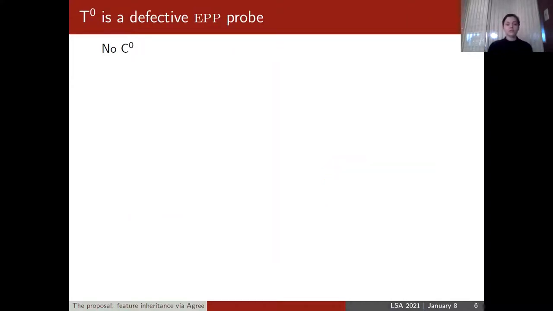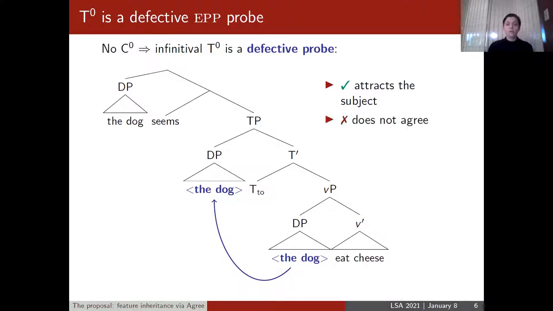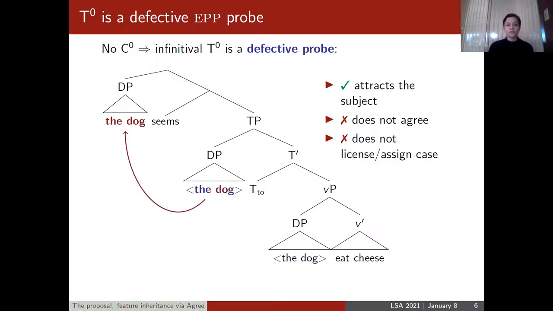Now, crucially, what does it mean if there is no C? Well, T then behaves as a defective EPP probe. It has certain properties that we saw in the earlier example, but it doesn't display some other properties. In particular, it still attracts the subject, so it still has an EPP feature, as in the sentence the dog seems to eat cheese. But it does not agree, and it does not license the nominal or assign case, which in turn leads to this nominal moving to a higher position in the matrix clause. So the dog does not stay in Spec TP in the lower clause, but moves to the higher clause instead.